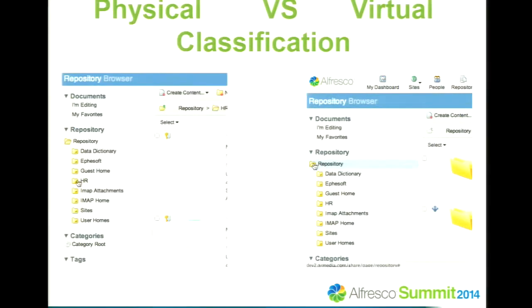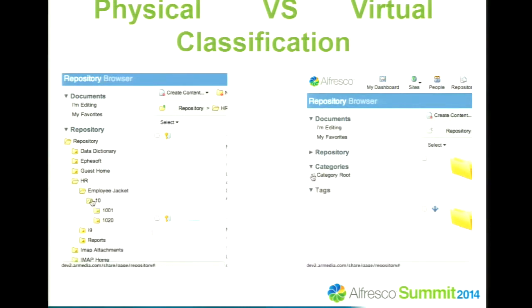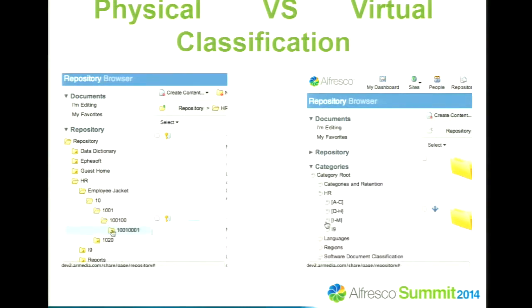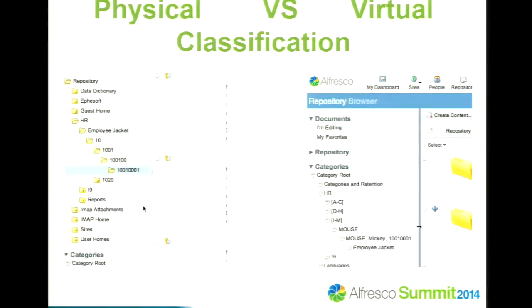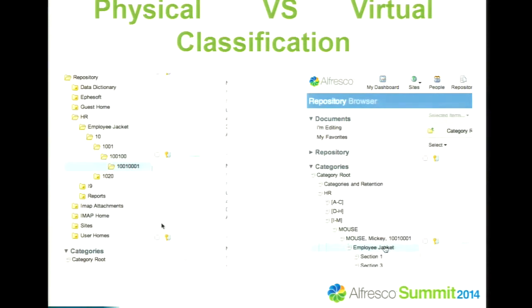First we use a physical classification based on the employee ID, so not really user-friendly. So we use a virtual classification on the right side based on the last name, first name, and the employee ID.